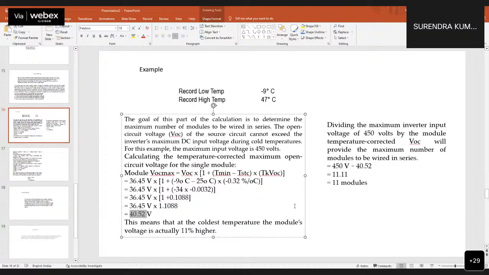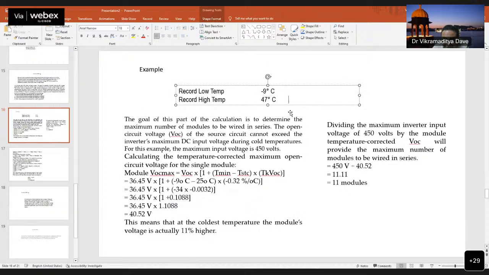No sir, actually these module temperatures are designed for STC. Whatever module you purchase in the market, they are always designed for STC, standard test condition, that is 25 degrees centigrade. And these two temperatures, -9 and 47, are the extreme temperatures of that location. No, these are the ambient temperatures. Extreme ambient temperatures, yes sir.